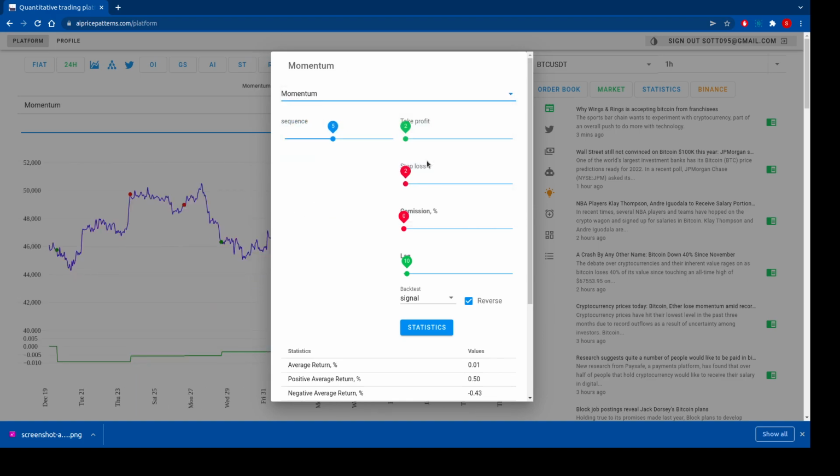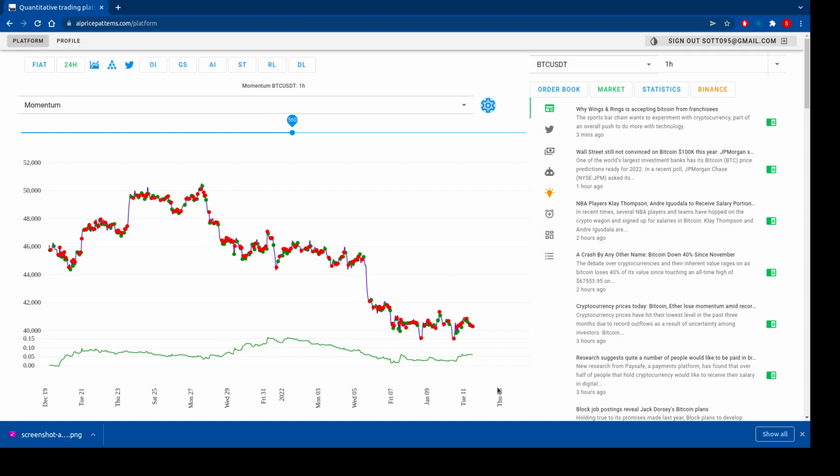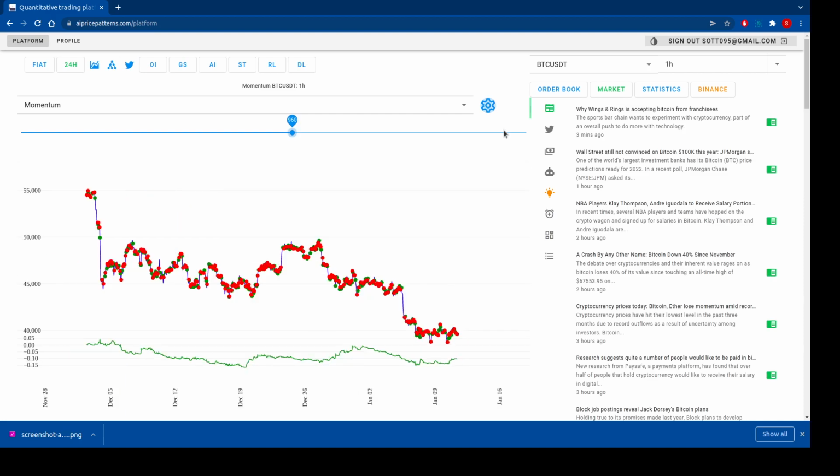Maybe let's check momentum again for a long period. For example, let's look at, okay, we have the same probability, but we have an average return more than the average loss, and in general it's working, but it's not a good idea. Yes, it's not a good idea.